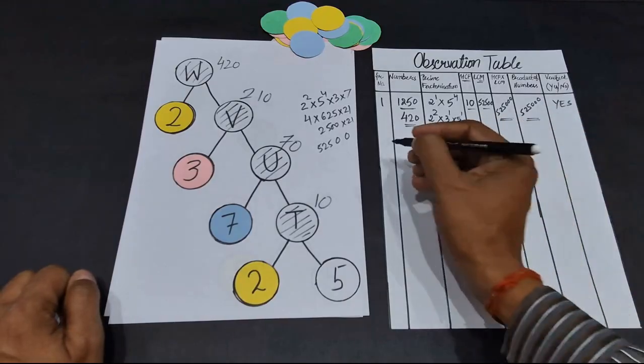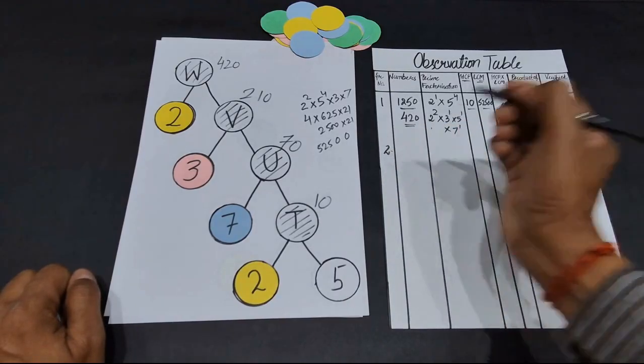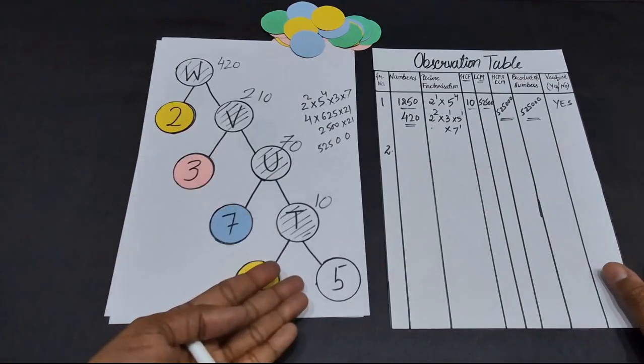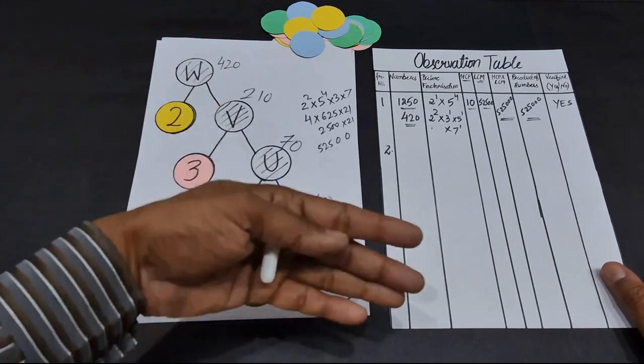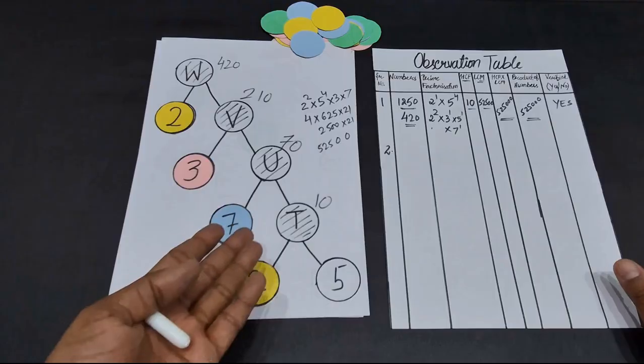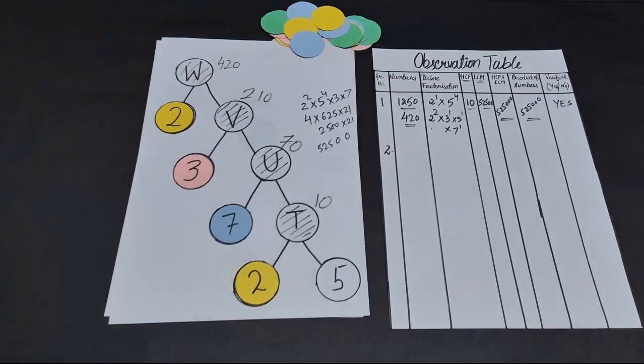Now the students can repeat this using a second trial, using a different factor tree, maybe having 3 branches or more branches, so that they can take higher numbers also. And that completes our activity on verification of property of HCF and LCM of numbers.